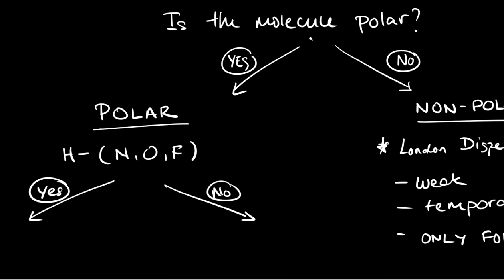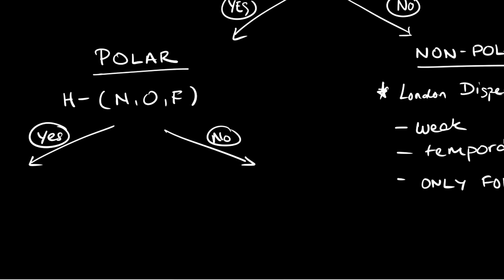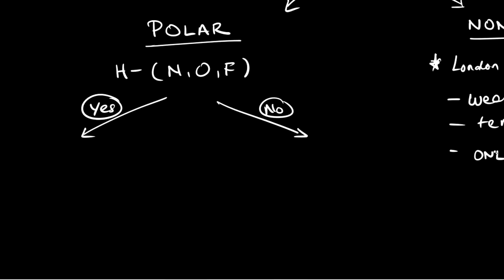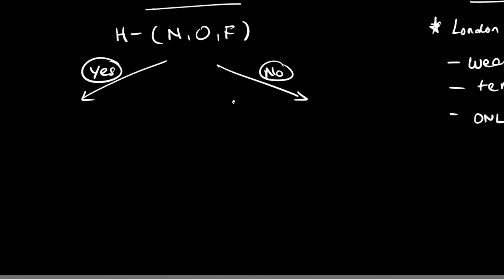Now, if the molecule is polar or has overall attractive forces, then obviously it's a polar molecule. But then you have to ask yourself if that polar molecule contains bonds between hydrogen and nitrogen, hydrogen and oxygen, or hydrogen and fluorine. Let's talk about when it doesn't first. If it doesn't, it's dipole-dipole forces.